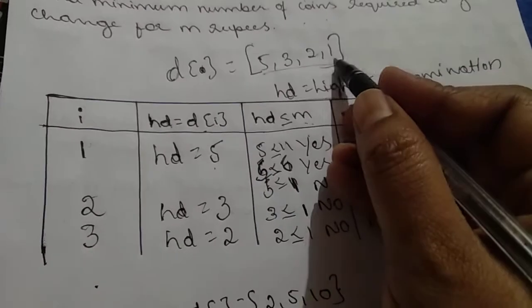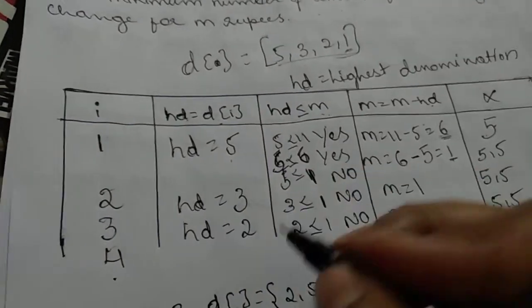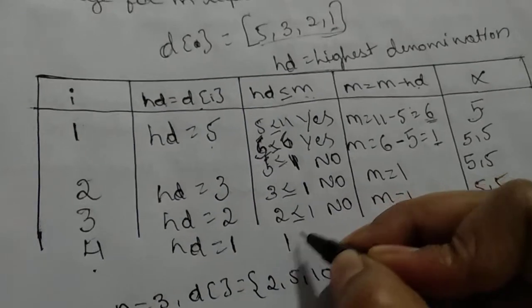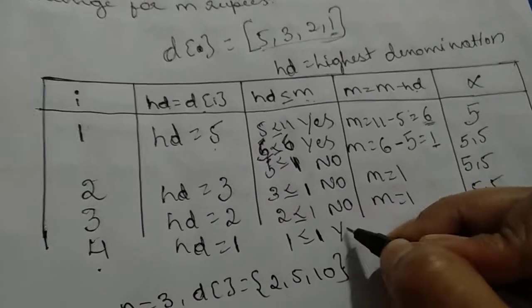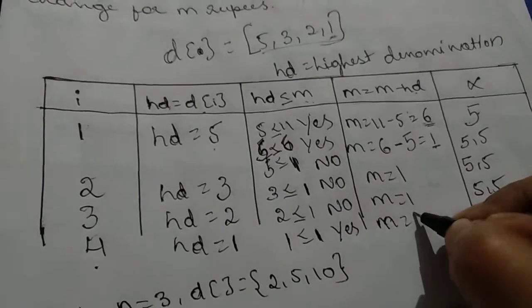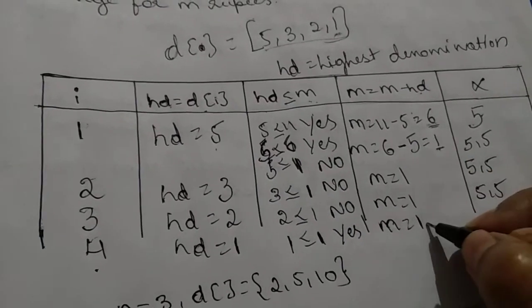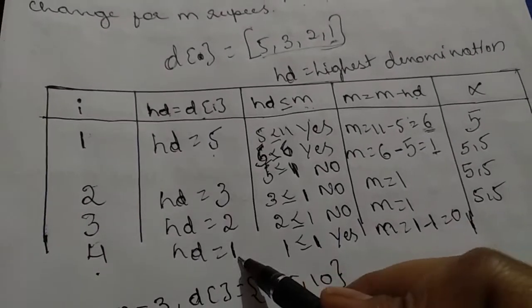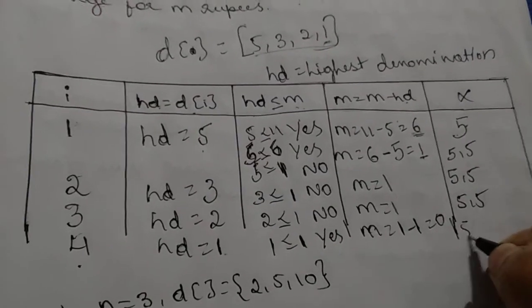What is the last denomination? It is 1. i is equal to 4. Then HD is equal to 1. Is 1 less than or equal to 1? Yes, the condition is true. Then m is equal to 1 minus HD, that is 1 minus 1 is equal to 0. Add this denomination to x. That is 5 comma 5 comma 1.